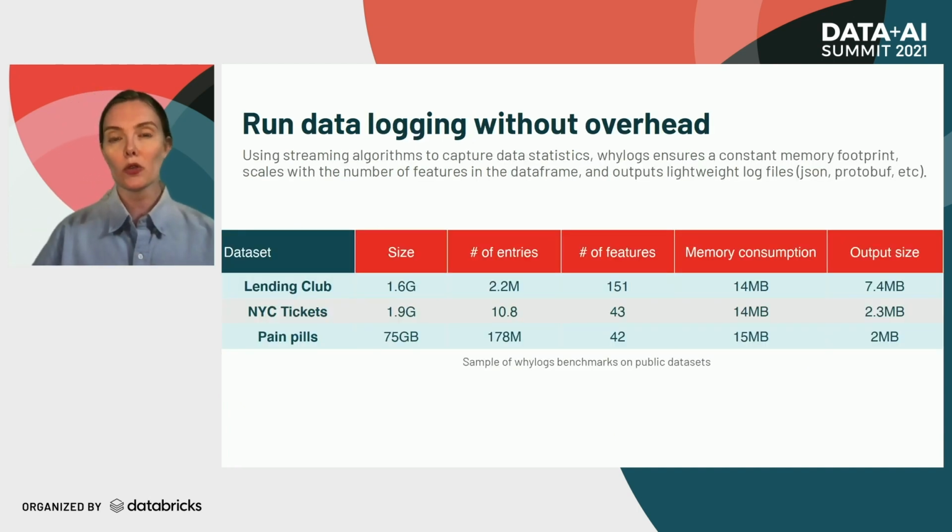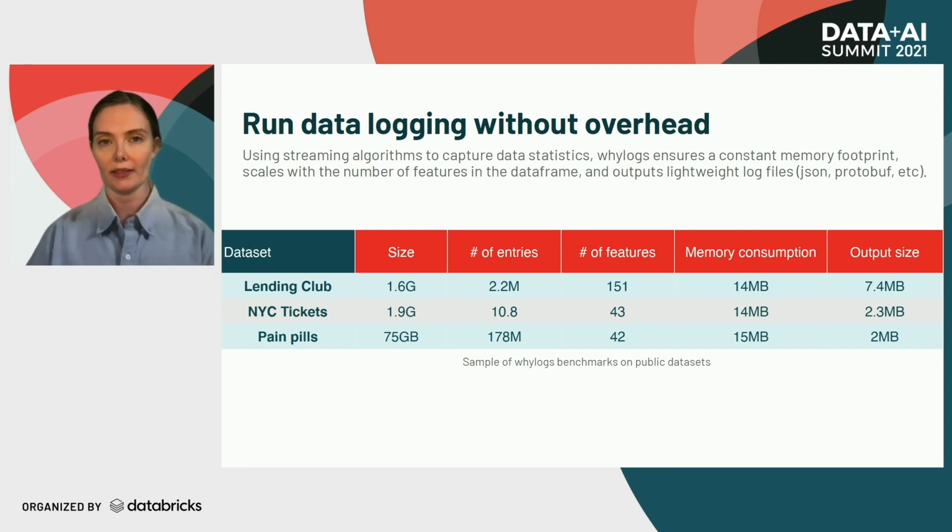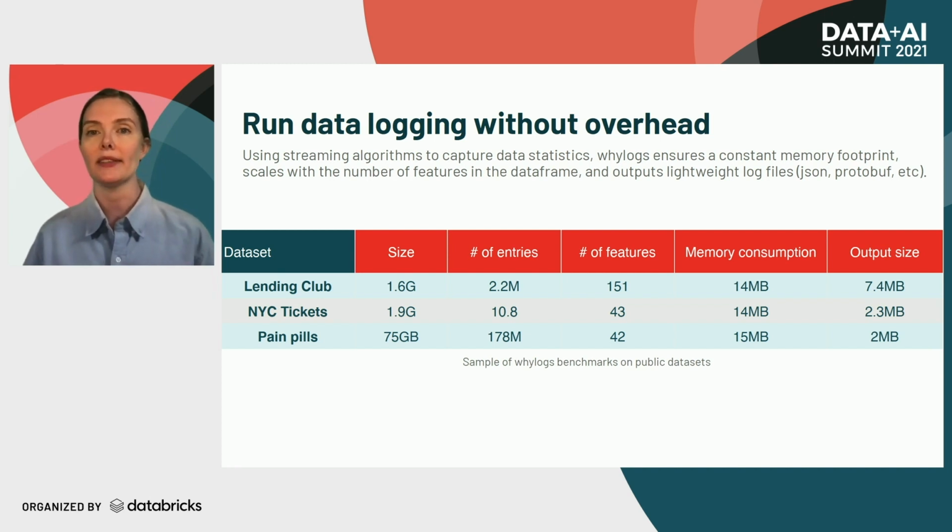Now, one of the most important properties of a logging setup is to be lightweight and hence cost-effective. Capturing data statistics should not involve moving massive amounts of data and post-processing it. YLOGS uses stochastic streaming algorithms to capture remarkably lightweight data statistics. This approach ensures a constant memory footprint, as we can see here in these benchmarks, and an ability to log terabytes of data without breaking the bank.